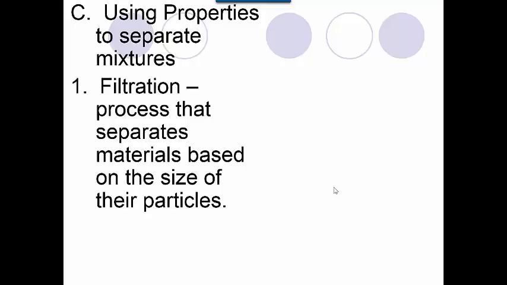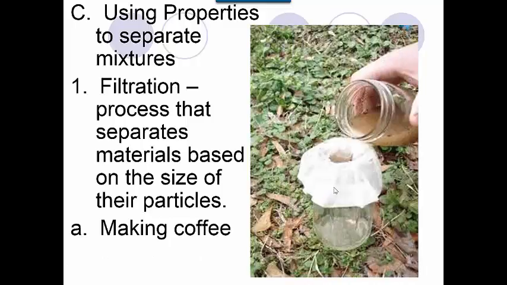So filtering. Filtering is a process that separates the materials based on how big the particles are. For example, when you make coffee, you have something kind of like this, only you're putting water through a coffee filter, through the coffee grounds, and then you're getting the coffee through on the other side. The coffee grounds, though, don't go through the coffee filter.